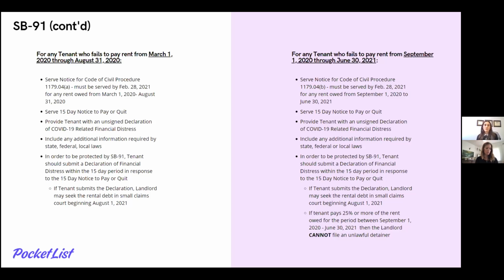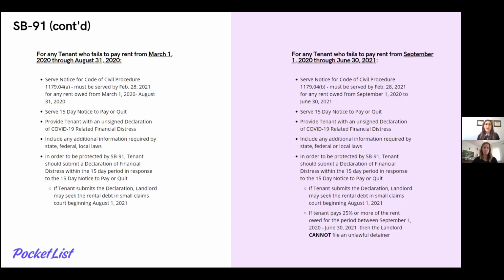Now, after you serve all these notices for rent that was not paid during that time period, the tenant may submit the signed declaration and send it back to you. If the tenant does so, then the tenant is protected by SB 91. And that means that you cannot seek any sort of rental debt for that time period until the expiration of the moratorium period, and you can't file anything in court until August 1st, 2021. That's a long time away. That's supposed to give the tenant enough time to try to repay it before you have to file an action.